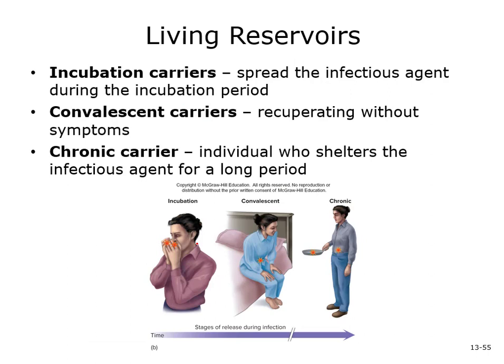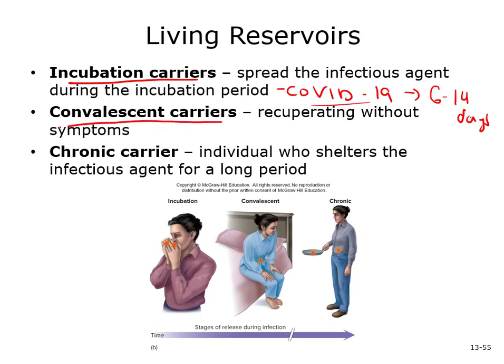A carrier could be an incubation carrier, meaning the person has recently become infected with the disease. They don't have any signs or symptoms yet, but they're still able to spread the infection from one person to another. This is another example of one of the ways that COVID-19 spreads so quickly is that it has a long incubation period of like 6 to 14 days where somebody could have this disease, not know it, and be spreading it. Similarly, someone could be a convalescent carrier, meaning they're recuperating from the disease.